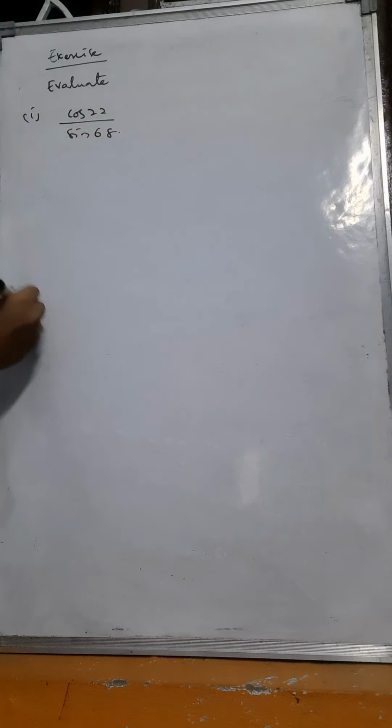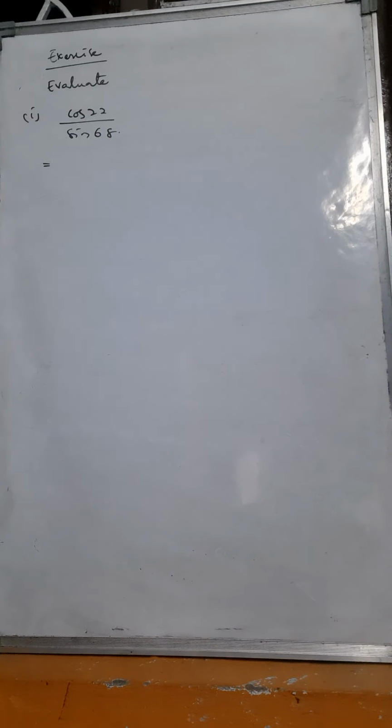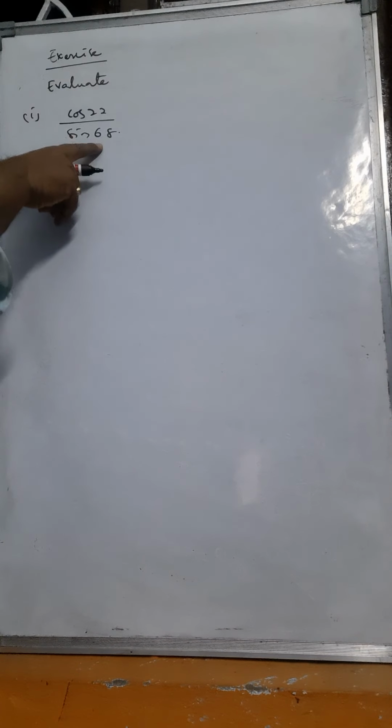Next exercise. First one, evaluate cos 22 by sin 68. So here cos 22 by sin 68. From this what we observe, 22 and 68 both are complementary angles. So 68 we can write it as 90 minus 22, and 22 we can write it as 90 minus 68.